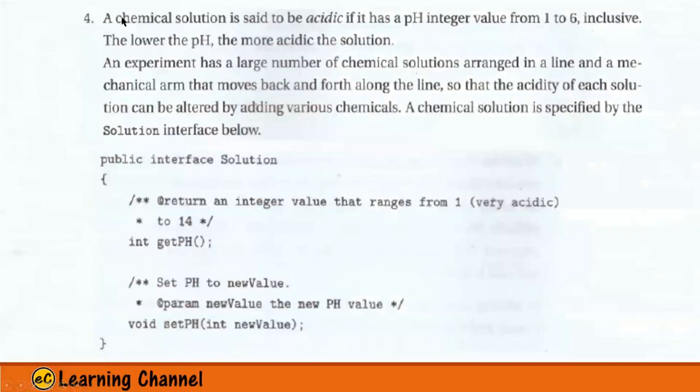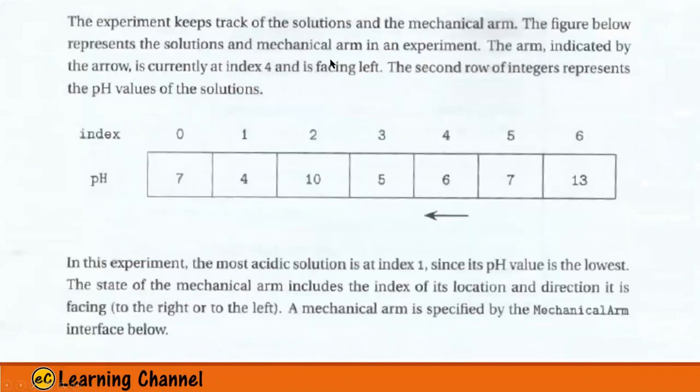Now, problem 4. In problem 4, we have a chemical solution. It's said to be acid, and there's a pH value. Now, we have an interface solution, and this interface has no data field. It only has getPH and setPH. So this one is a solution with 2 methods. And then it says there is a certain mechanical arm that will test the pH value, and there is an experiment.